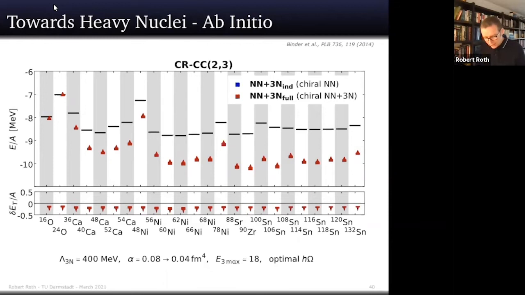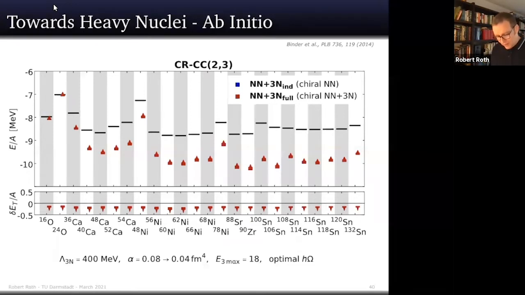It's as accurate all the way to the tin isotopes. So in terms of computational accuracy when treating the many-body problem, we are not really limited to light or medium mass nuclei. You can go to substantial mass numbers already with these methods without losing accuracy or computational reach in the solution of your many-body problem. But you see that the problem comes from somewhere else.